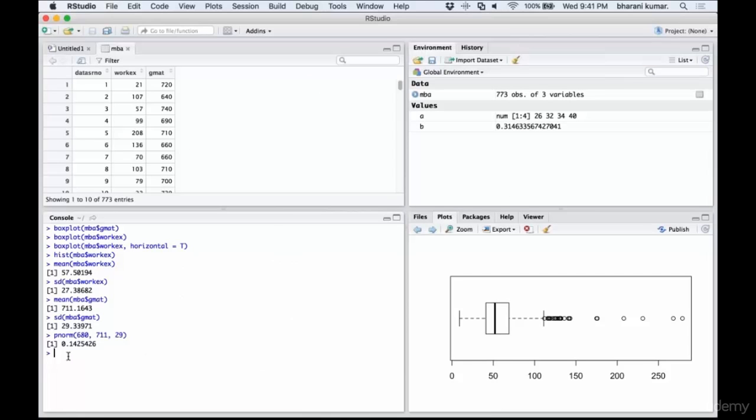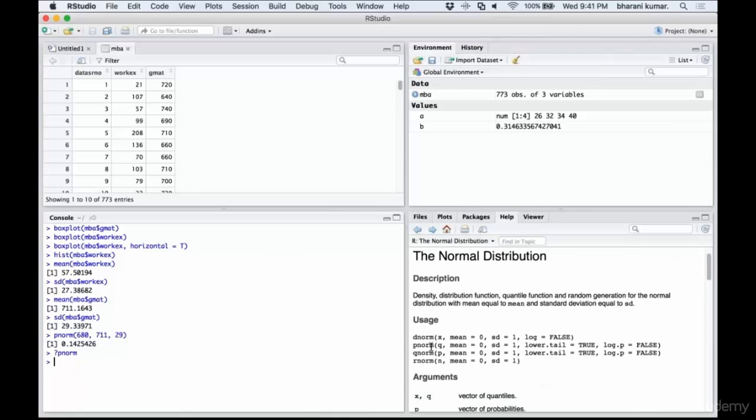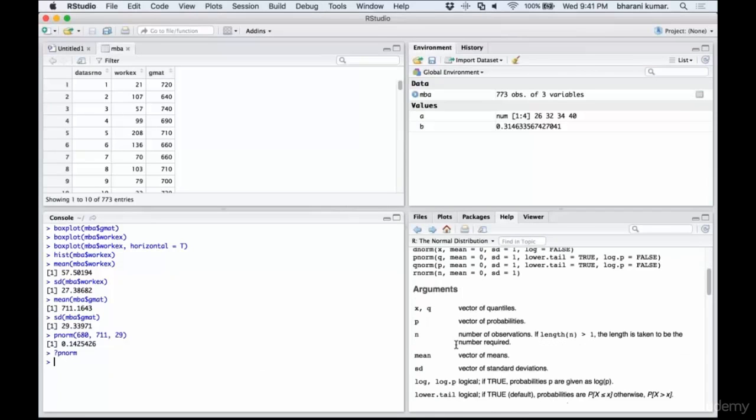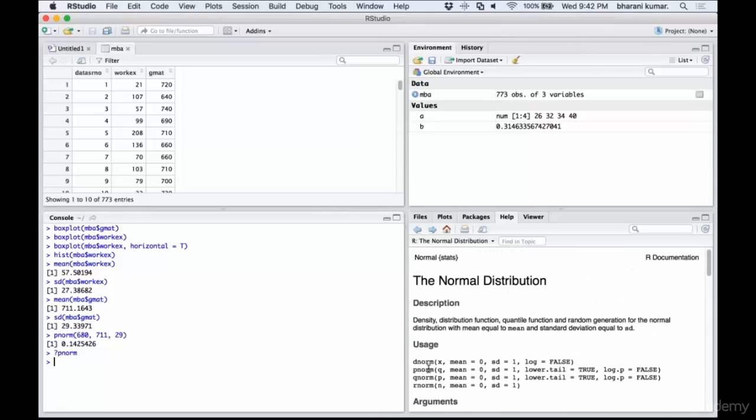Now, if you want to know the arguments properly, you can do a question mark and type pnorm. And you see here for pnorm it's q, mean, standard deviation. This is for your standard normal distribution. But since we are calculating it for some other value, it is 680, 711, and 29. Internally, it does that calculation. It standardizes the data and calculates it. All right.